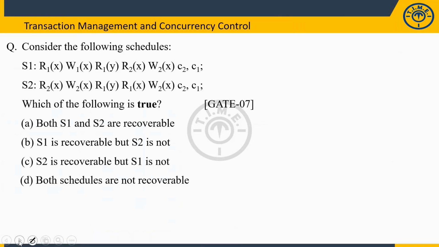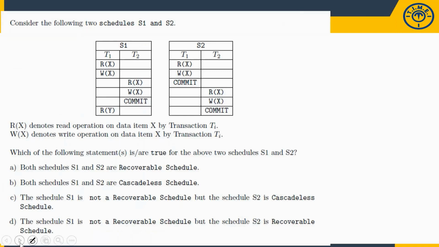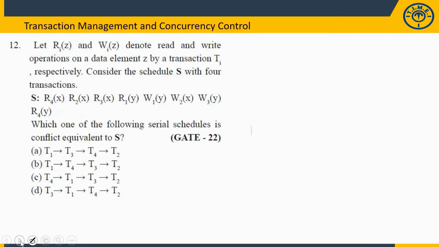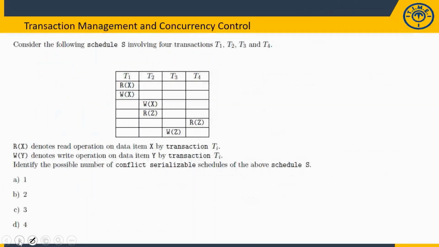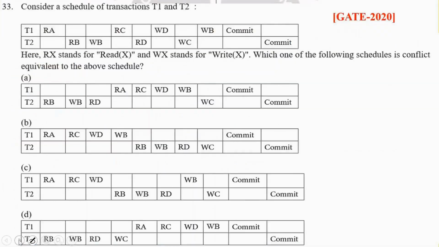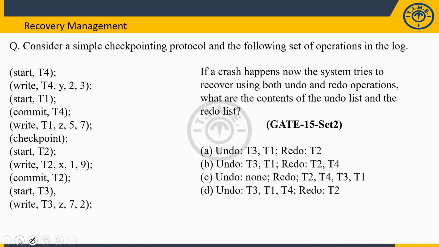And then in transactions, you can expect questions on recoverability, cascadeless schedules, and conflict serializability. Don't skip the conflict serializability concept. That is very, very important. And after transaction management, in recovery, you can expect questions on checkpointing techniques. If time permits, please go through this topic once. You can expect a question on what checkpointing is.